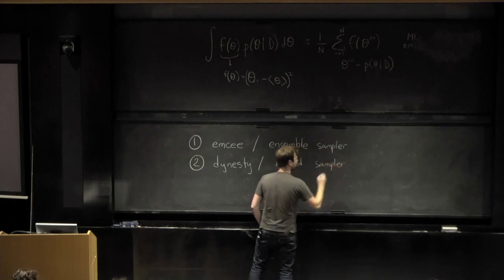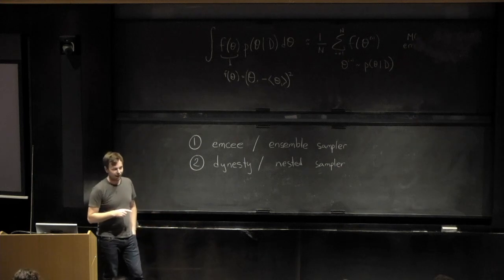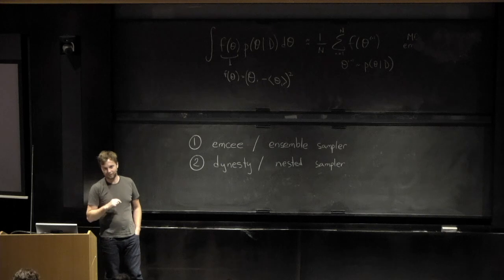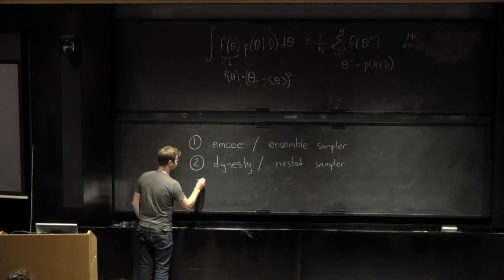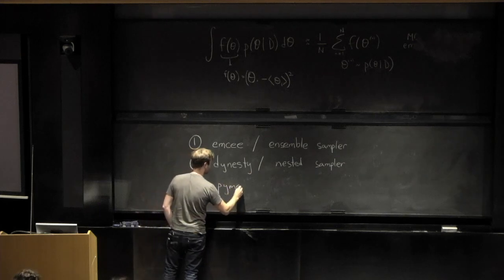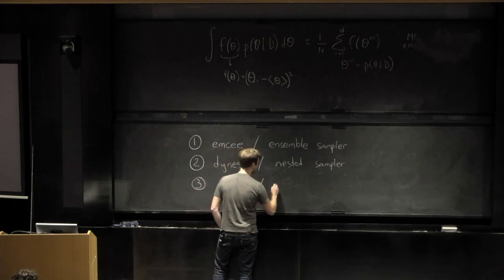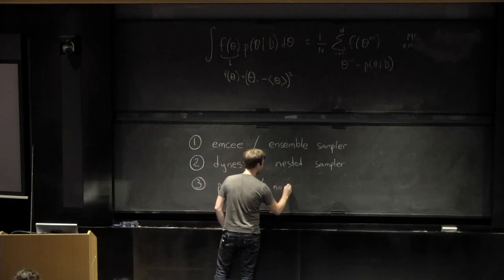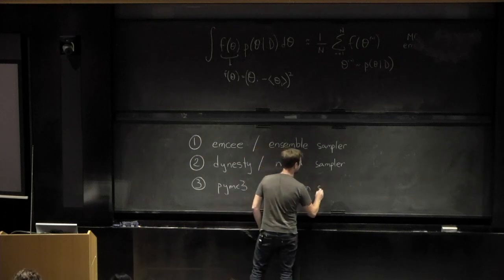And it is not an MCMC method, but it can be used for a lot of the same purposes. And I'll get to that in just a second. And then the last one I want to talk about is PyMC3. And it implements something called no U-turn sampling.